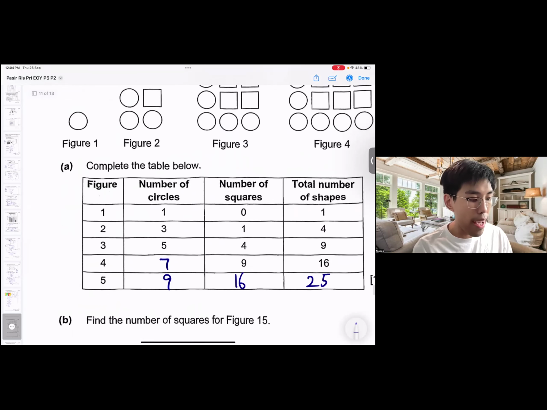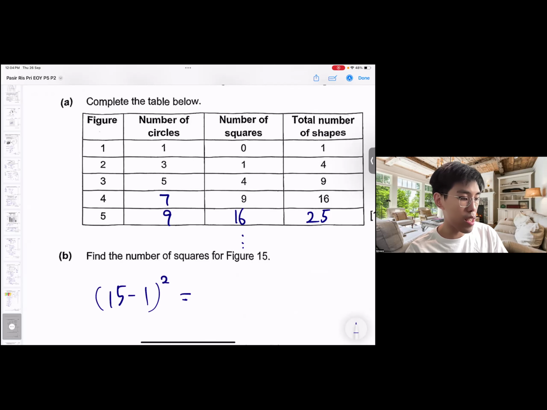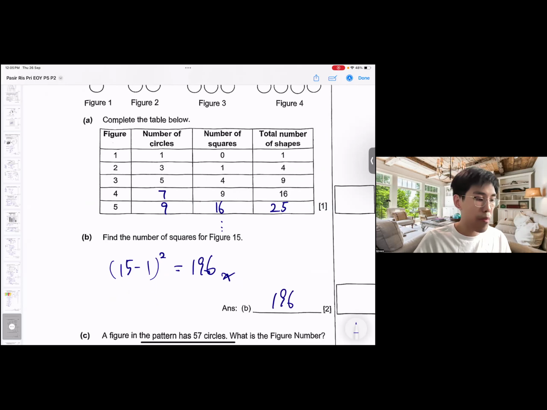So find the number of squares for figure 15. That means somewhere down the road, we are looking at somewhere here. For figure 15, I take 15 minus 1, then I take the whole number and square it. So it's 196. Memorize your squares, you will get this already. Anyway, you can press the calculator. So the answer is 196.